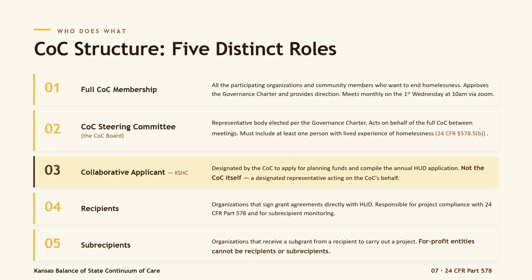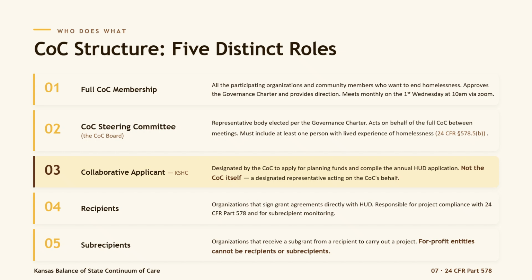Second, the COC Steering Committee, which acts as the COC Board. The steering committee is the representative body elected per the governance charter, and it acts on behalf of the full COC between meetings. Third, and this is important, the collaborative applicant, that's the organization designated by the COC to apply for planning funds and compile the annual application to the Department of Housing and Urban Development for COC funding.